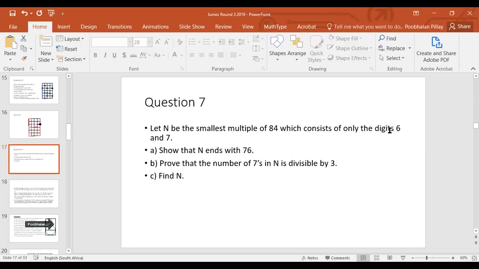Okay, so for those people who came in late, we are now tackling question 7. And I'm going to use the whiteboard for this purpose.